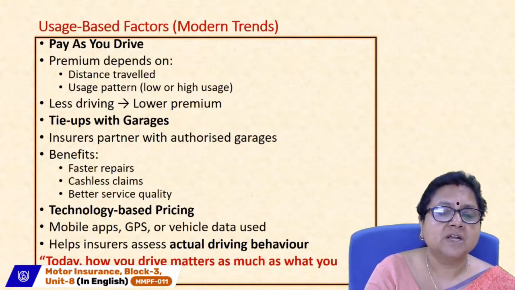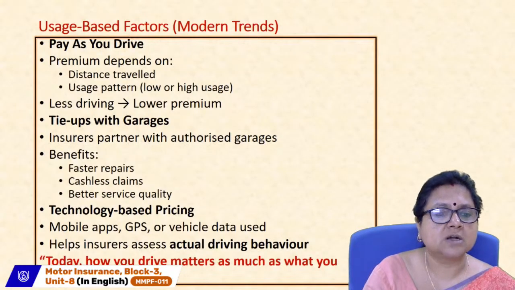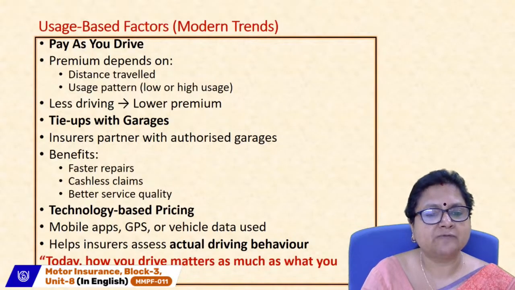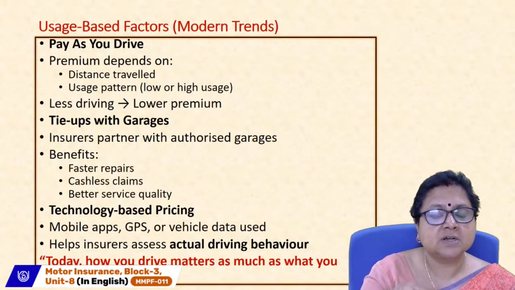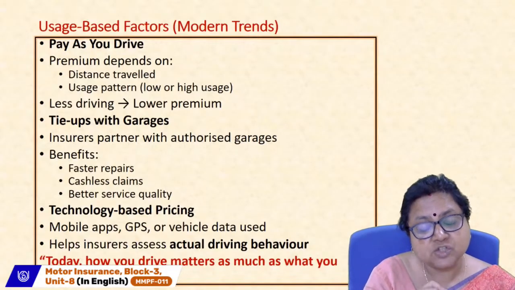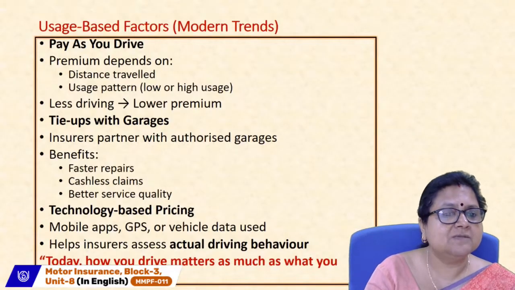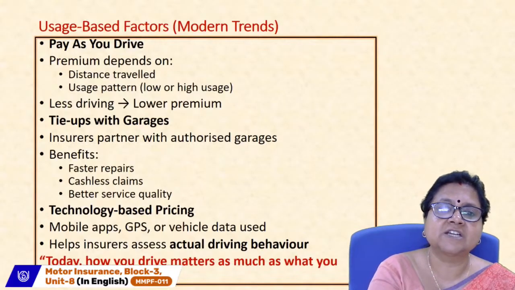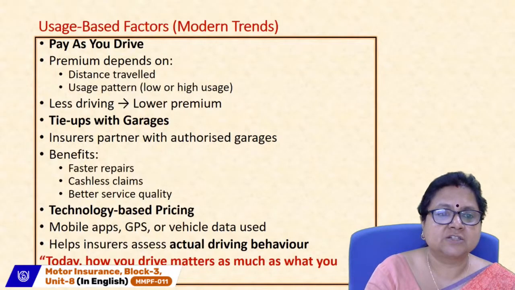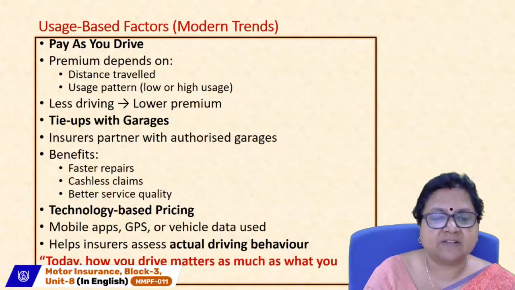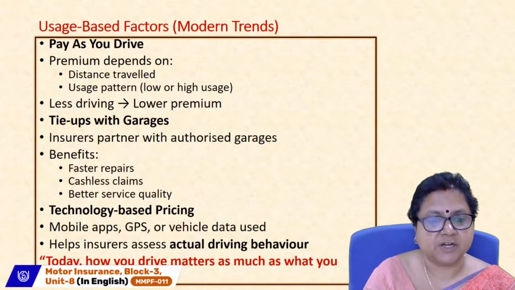Insurance companies also have tie-ups with garages. So insurers partner with authorized garages. Whenever there is an insurance repair claim, you have to repair in certain specific garages which are mentioned in the insurance policy. Like in case of health insurance, there was a network of hospitals mentioned in the insurance agreement. Whenever there is any health issue, you have to be admitted in that particular hospital. Similarly, whenever there is any case of repair or damage, you need to go to the authorized garages of that insurance company in order to get the repairs done. The benefits of authorized garages, if you go and get your repairs done there, are that you will have faster repair, you will have cashless claims because that will be paid by the insurance company, and there will be better service quality.